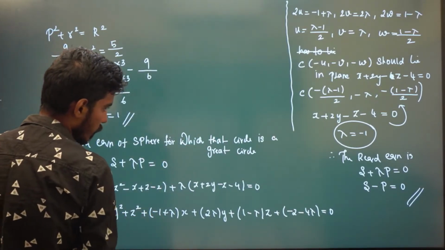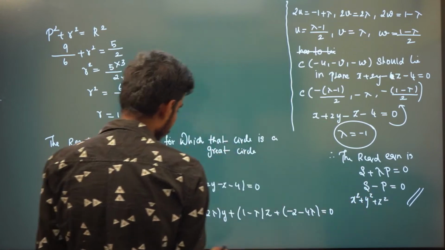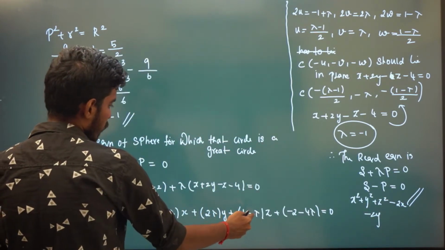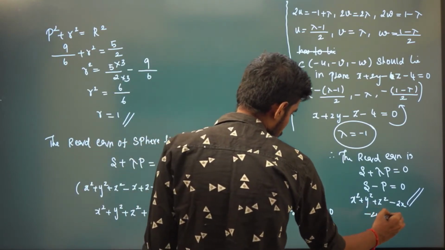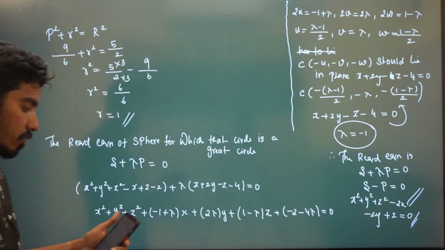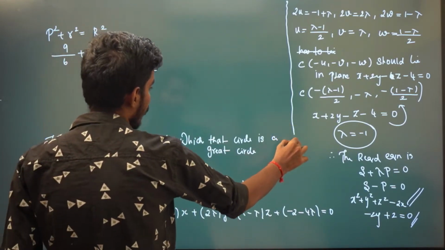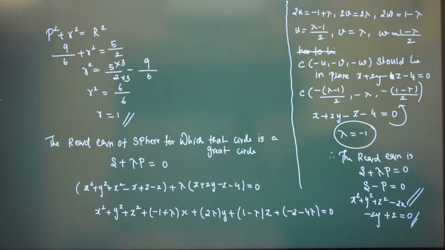So x square, y square, z square. If you put lambda to be minus 1 here, you will have minus 2x minus 2y. Minus 1 minus half minus 1 will be plus 1, so it will be 0. And minus 2 plus 4. This is the required equation of the sphere for which that circle is a great circle. Is it clear? A very easy problem, very important problem. They will ask you to find a new sphere for which that circle is a great circle. That means the equation is S plus lambda P. So to find lambda, make use of those conditions.